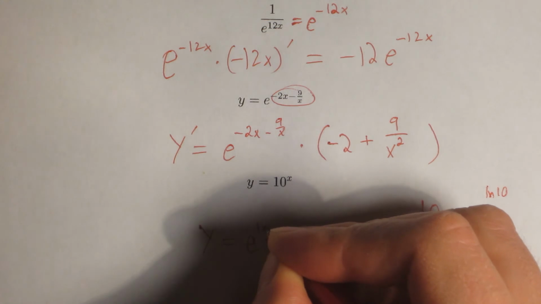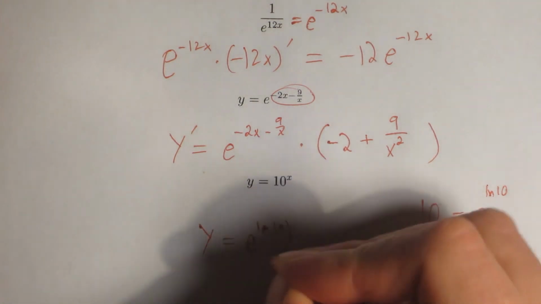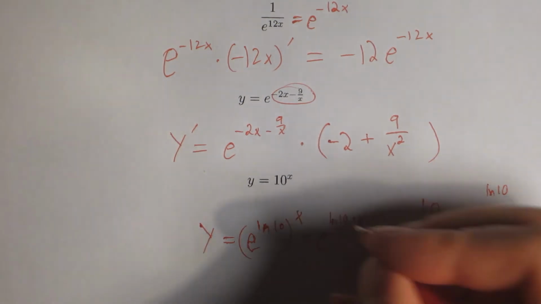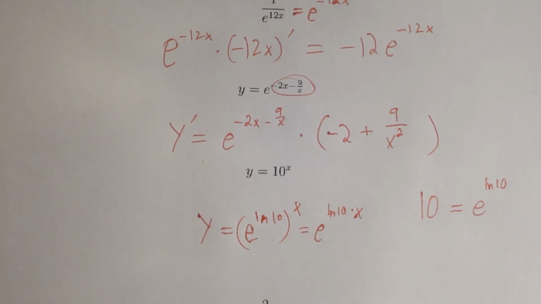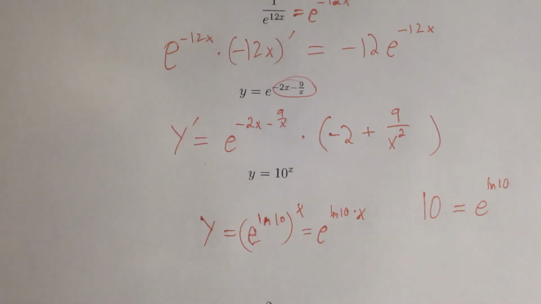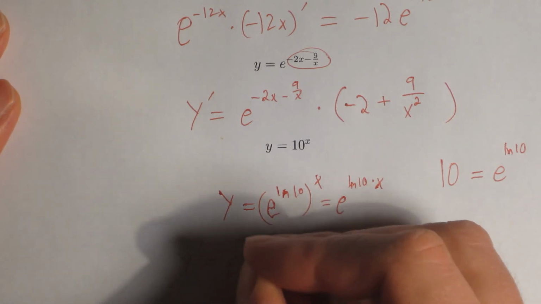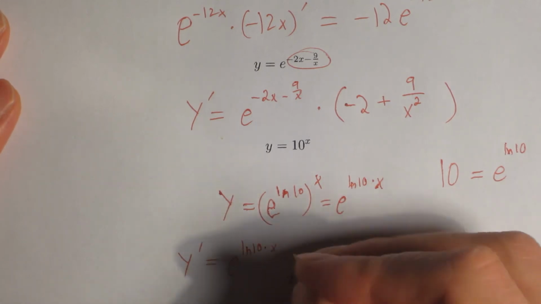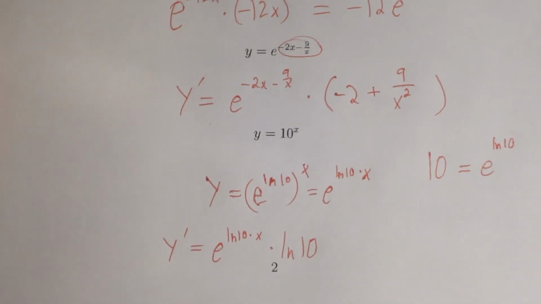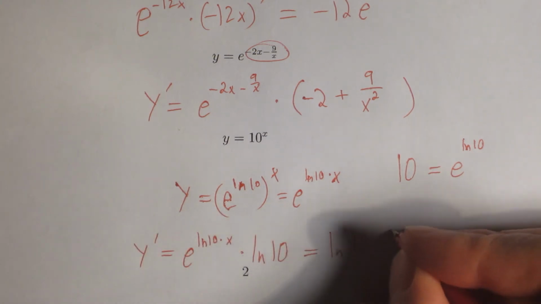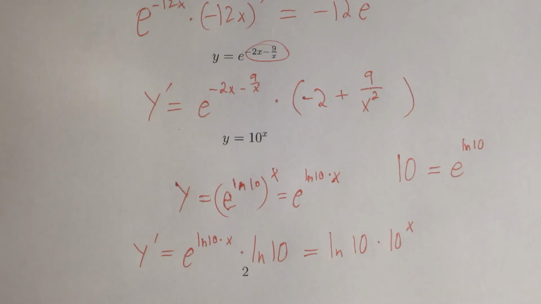So our function can be rewritten using a base of e. Now ln 10 is a number, so we can differentiate this in exactly the same way as we did with e to the power of 7x. We just get a factor of ln 10 popping up from the inner derivative in the chain rule, and so this guy can be more neatly written as 10 to the power of x, because if that is that, then that is that.